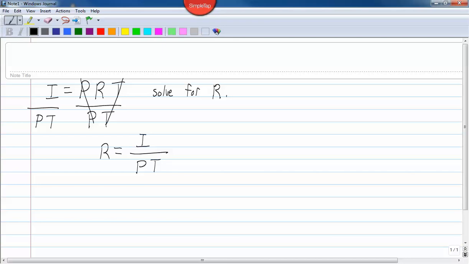Alright, so we should be able to solve for any variable in any formula just by following the regular order of operations and doing the same thing that we would do in an equation.